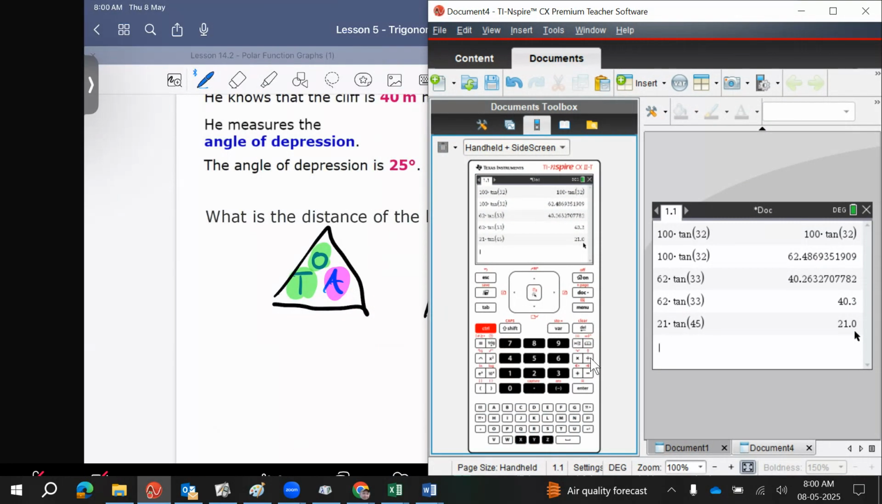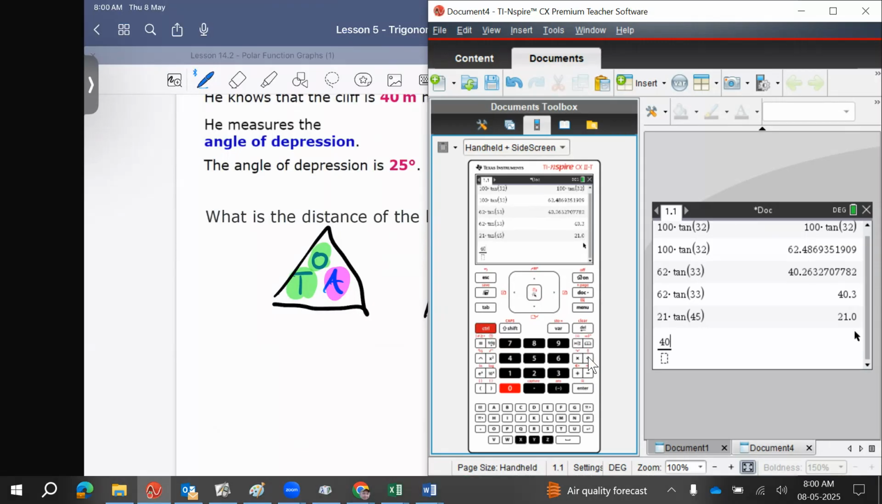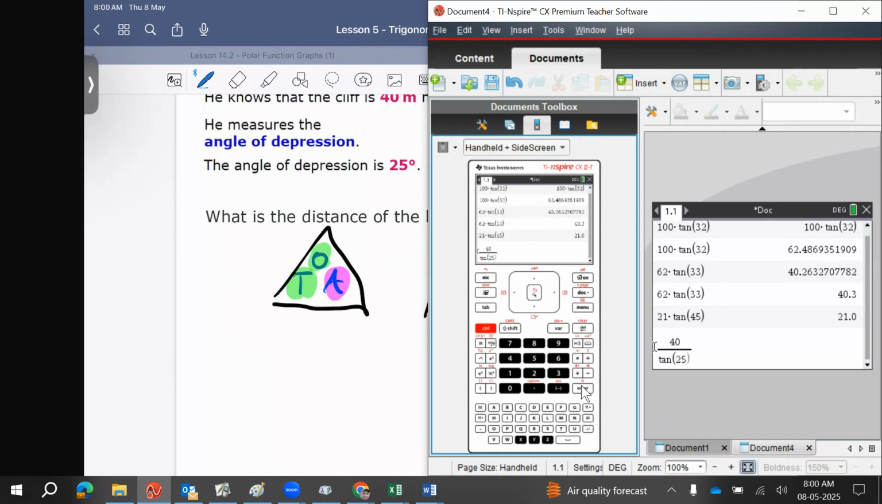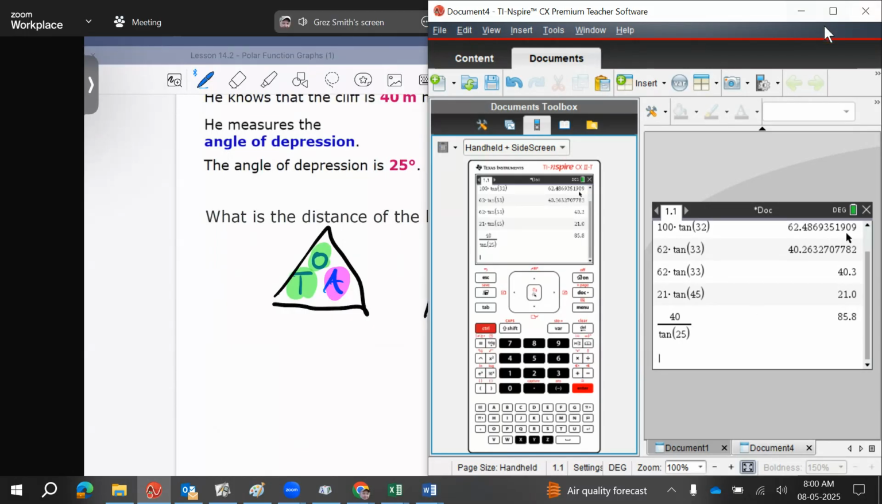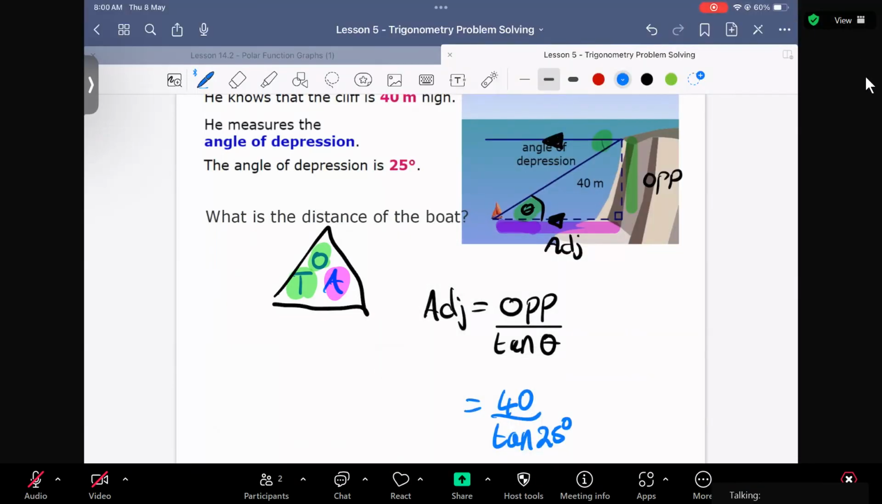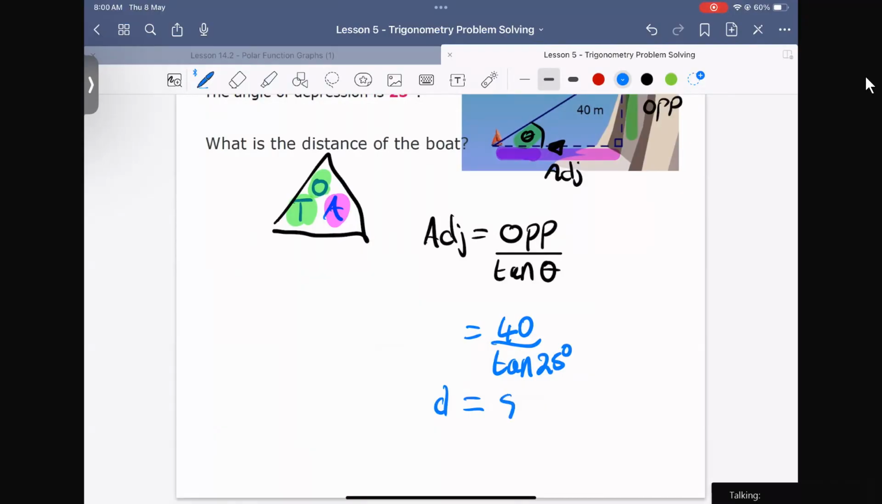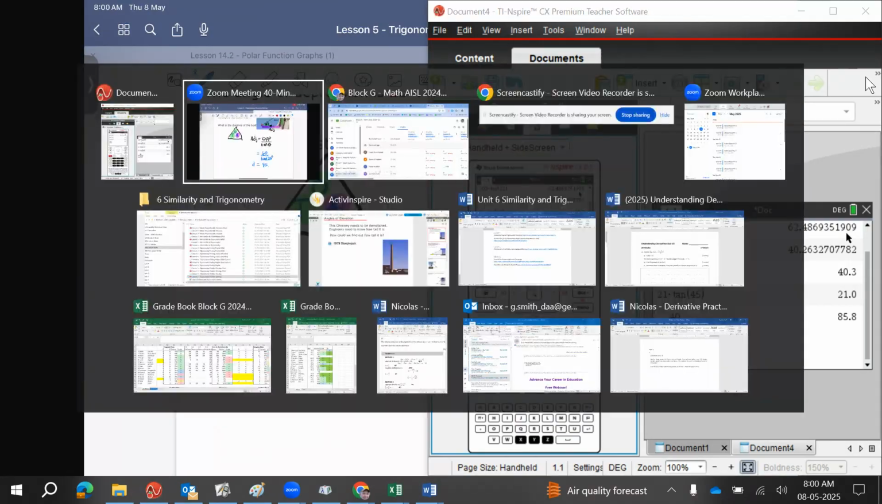So control divide, and we want 40, and then tangent 25. So the height this time is going, sorry, it's not the height, it's the distance. 85.8. So the distance is going to be 85.8.